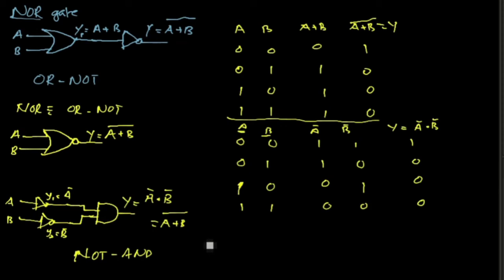So the symbol will be, first of all, we are having an AND gate. Before giving the inputs to the AND gate, we are using NOT gates. So it is A, the bubbles are before the AND gate. The output will be Y is equal to A complement and B complement. This is called a bubbled AND gate.